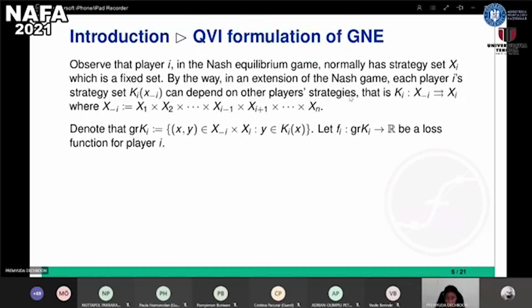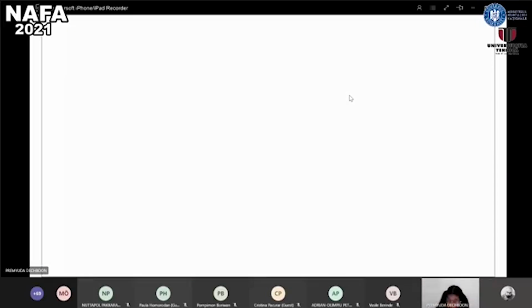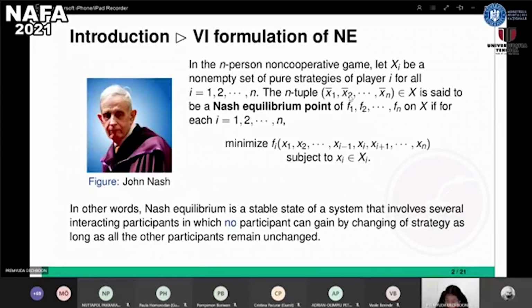So from the concept of the Nash equilibrium problem, let me recall this one, we can see that this set, the strategy set, is fixed for all pairs, right?